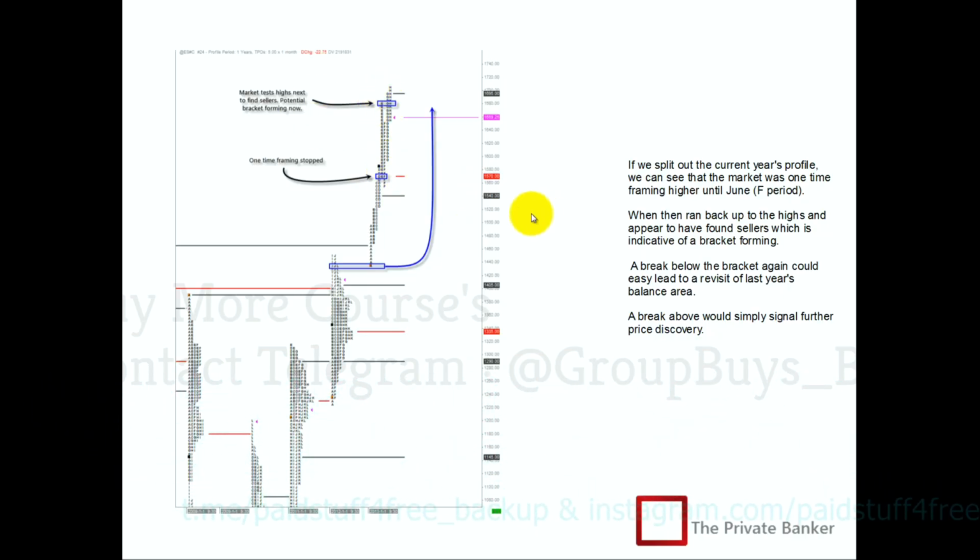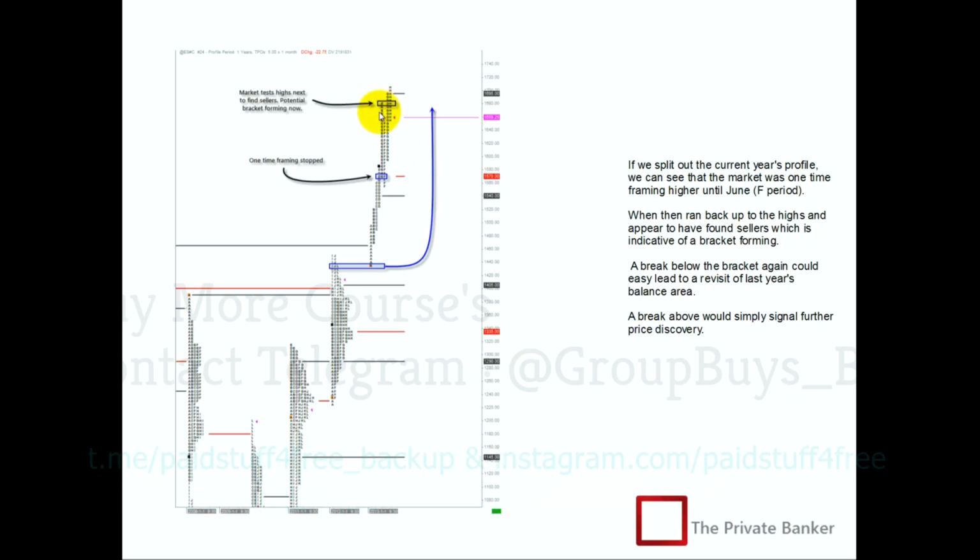We then ran back up to the highs and appeared to have found sellers, which is indicative of a bracket forming. So that would be the E period here. Really, actually, I should step back a bit here and say that here was our high. We made a small pullback and then really ran up to the highs again. And then we can see at this current period of time, H period took out the high of G and is now falling back into the range here. So what I meant there is the potential of a bracket forming. The bracket low would have been somewhere around the point of control, and the bracket high would have been most likely somewhere in this upper area here.